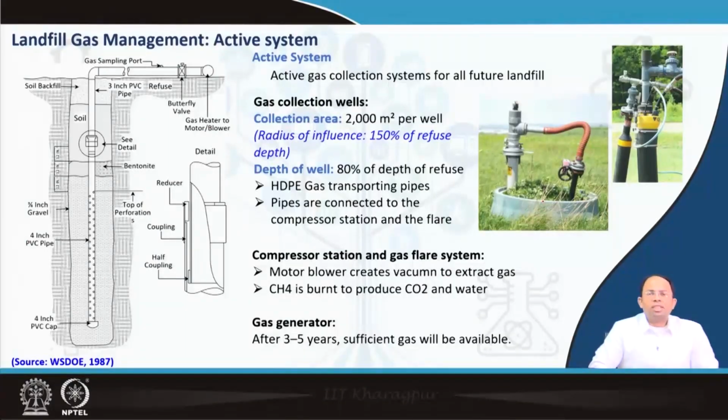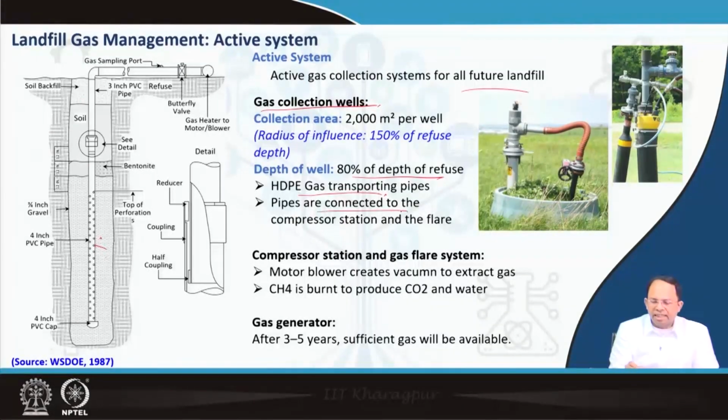So next comes the active system. In the active system, as we were saying, all future landfills in India should also have active systems. Here we construct gas collection wells. That means that to at least 80% of the depth of the refuse, we will create some wells, and we will put HDPE pipes covered by, of course, granular material, to collect the gas, and then it can be transported to the top.